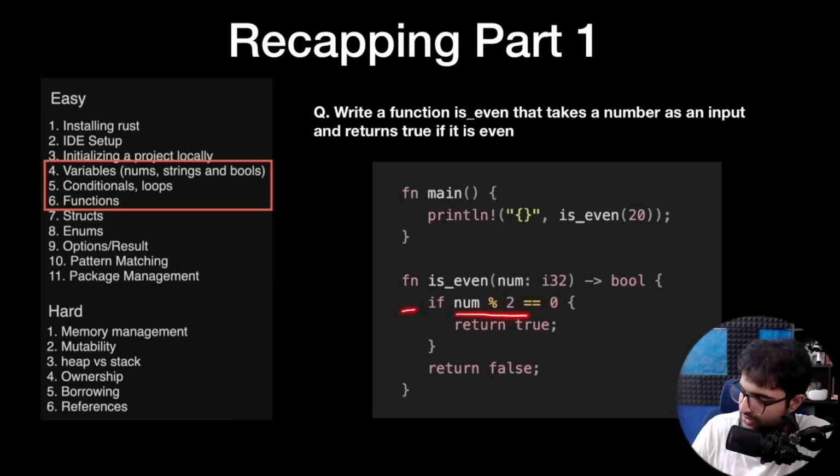If the condition is true, if num modulo 2 equal to 0, what does modulo 2 mean? It means the remainder. Whenever num is divided by 2, the remainder that is left, if it is 0, then it is an even number and hence we return true, else we return false over here. That is the implementation of this function. We'll be coding it very soon.